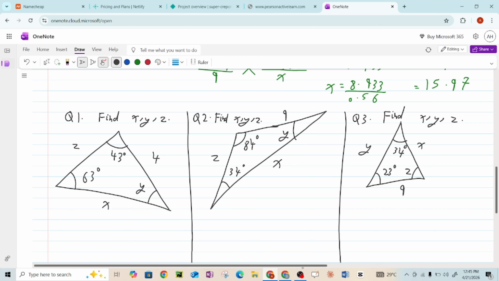Okay, so I've written down 3 practice questions. Again, these are your homework. You guys do them by yourself, and then let me know in the comments what the answers are, and then hopefully I'll check them and let you know if they're right or if they need correction.